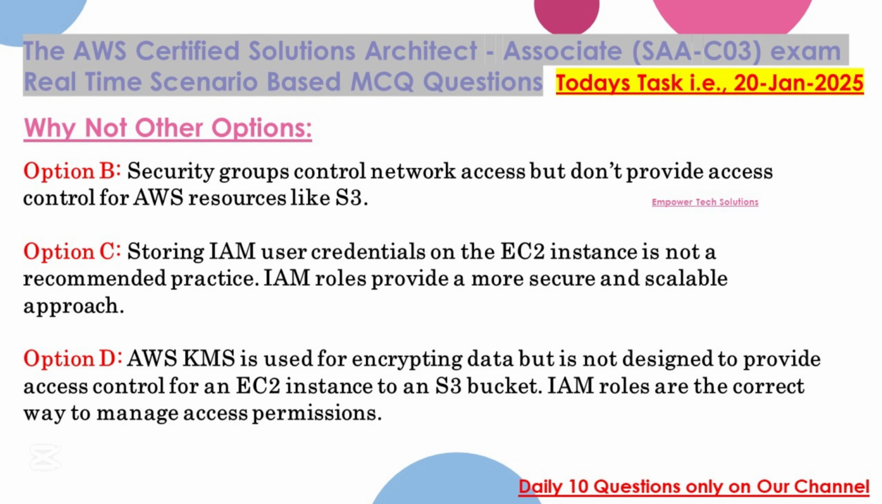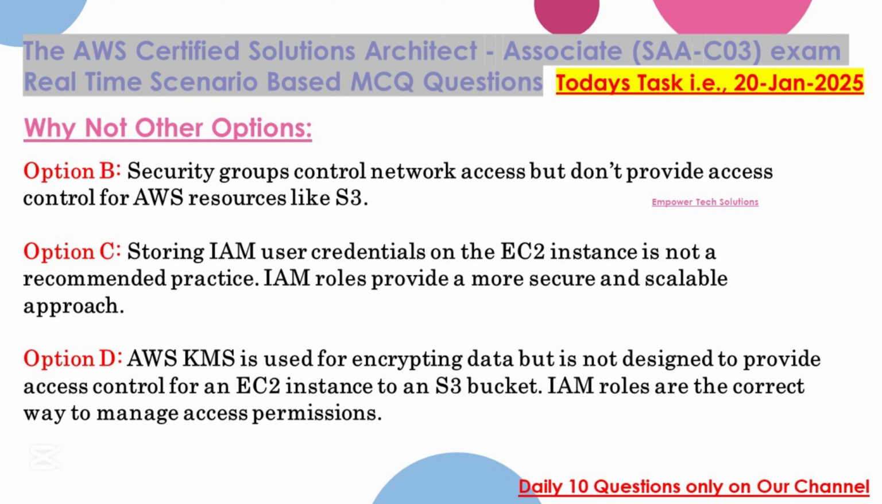Why not other options? Option B. Security groups control network access, but don't provide access control for AWS resources like S3. Option C. Storing IAM user credentials on the EC2 instance is not a recommended practice. IAM roles provide a more secure and scalable approach.